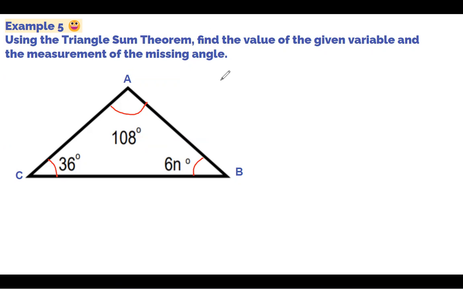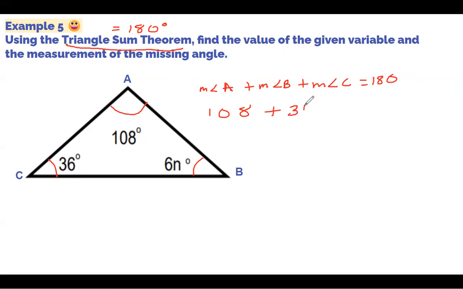Now, we just went through the notion of the triangle sum theorem. What does it state? It stated that the sum of the interior angles is equal to 180 degrees. So we have the measurement of angle A plus the measurement of angle B plus the measurement of angle C should equal 180 degrees. Now, this is one way to solve it. There's many ways, guys. All right, so what's the measurement of angle A? 108. Measurement of angle B? 36, and the last one? 6n. They should all equal 180 degrees.